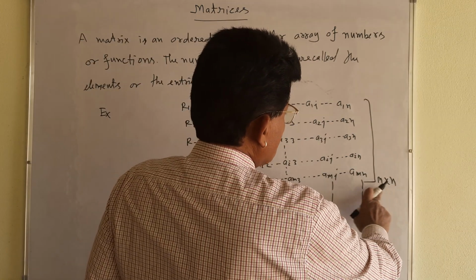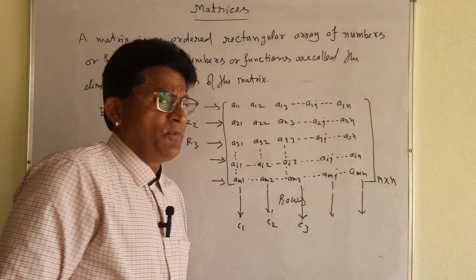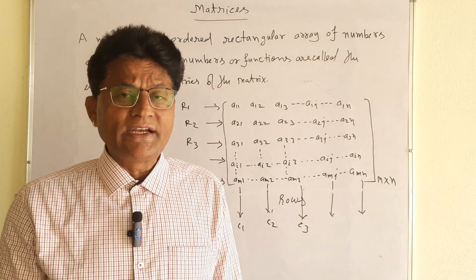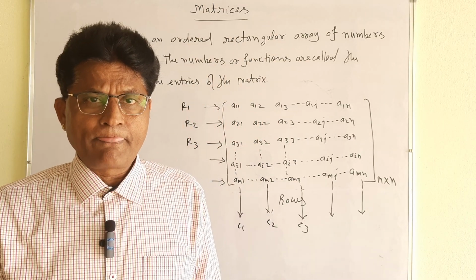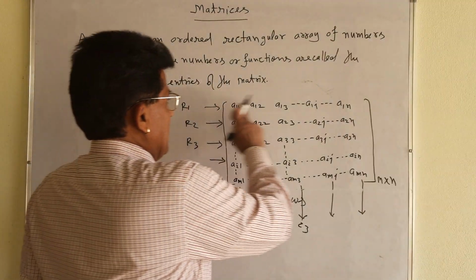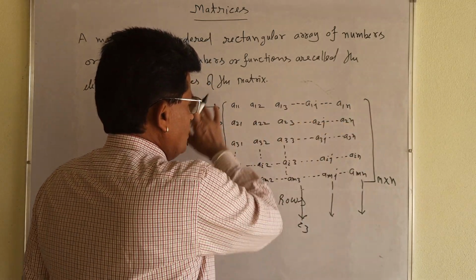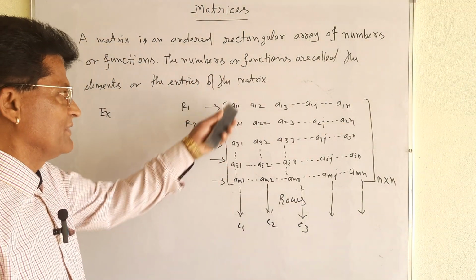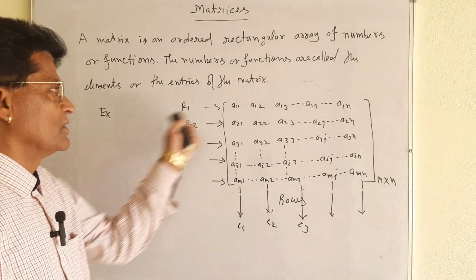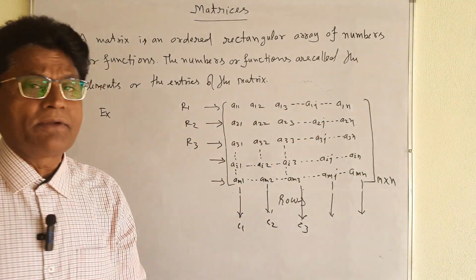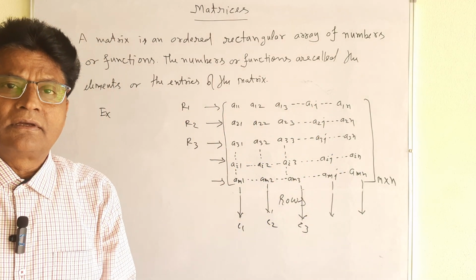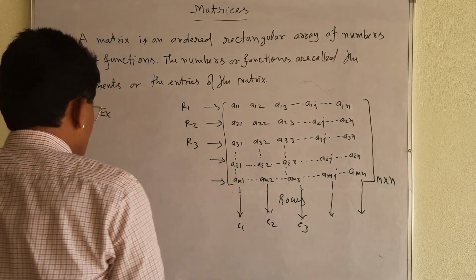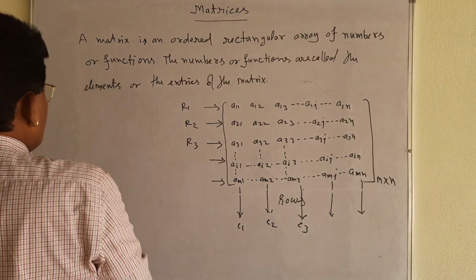The matrix is to be denoted in the form of M by N. M cross N means M by N. You will have to read it as M by N matrix. Okay? I told you the rows are the horizontal lines and the columns are the vertical lines. A vertical line is denoted by column, and a horizontal line is denoted by rows.